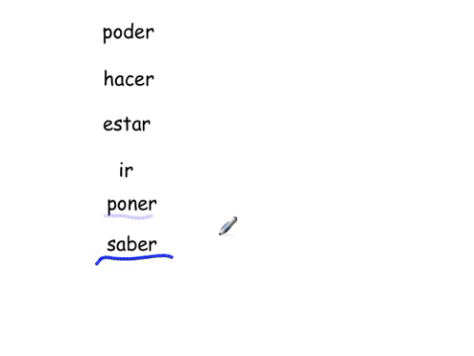So you should be able to do this exercise pretty well in the final exam. Okay, good luck.